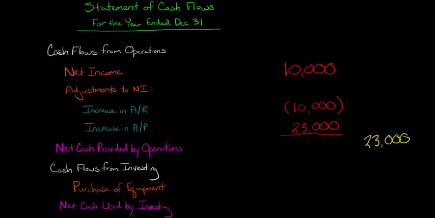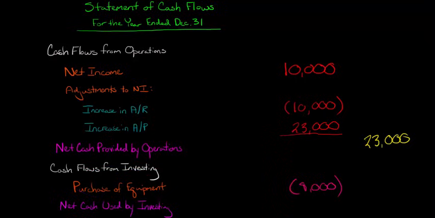Now we calculate our cash flows from investing. So this is sale of fixed assets. In this case, there's a purchase of a fixed asset. It's equipment. So that equipment cost $8,000. So we're going to have a negative cash outflow here, $8,000. That just simply reflects that we paid $8,000 to get equipment.